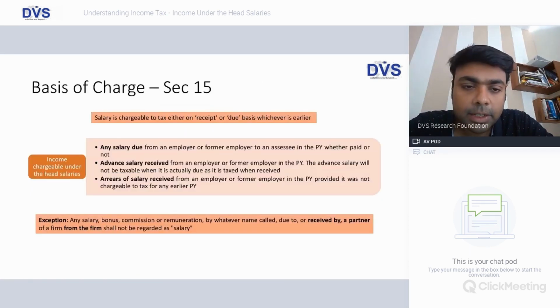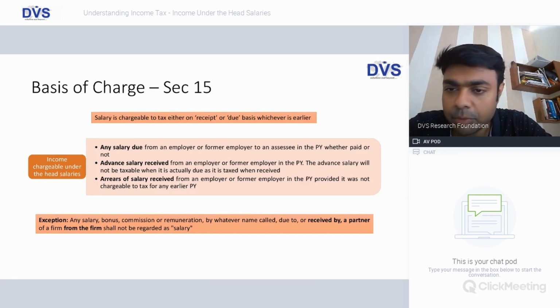So let's get into the charging section. As we've seen, section 4 is the charging section for the Income Tax Act. Likewise, every head of income has its own independent charging section. Section 15 is the charging section for salaries, which focuses on the basis of charge. Unlike the case of business income or income from other sources, where section 145 gives the assessee an option to choose between the cash system or the mercantile system of accounting.